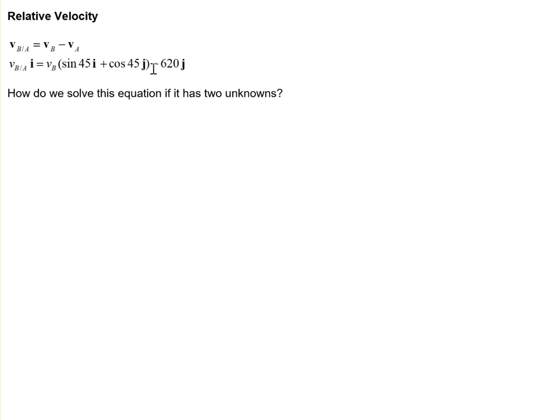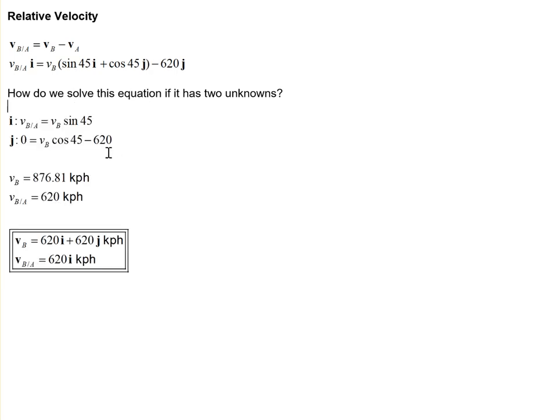Okay, so we have this one equation, but we have what appears to be two unknowns, the velocity of B relative to A and the velocity of B, both of those magnitudes. How do we solve this problem? It's one equation and two unknowns. Well, it's a vector equation, so it's not really one equation, it's two equations. We have an equation in the i, and we have an equation in the j. So all we have to do is separate out those components. So now we have two equations and two unknowns, and that's easy to solve for. So we solve for the magnitudes, and then we plug it back in to get the vector.